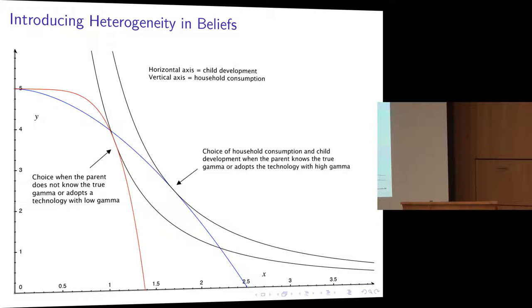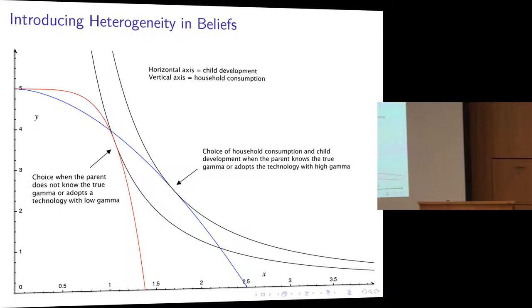And actually, my own prior belief when I started this work is that they're going to be overestimating how much they can do for their child if they invest. And the reason why is I thought, well, there's this entire literature on birth order effects, and a literature in which you have uncertainty about the parameters of the production function.